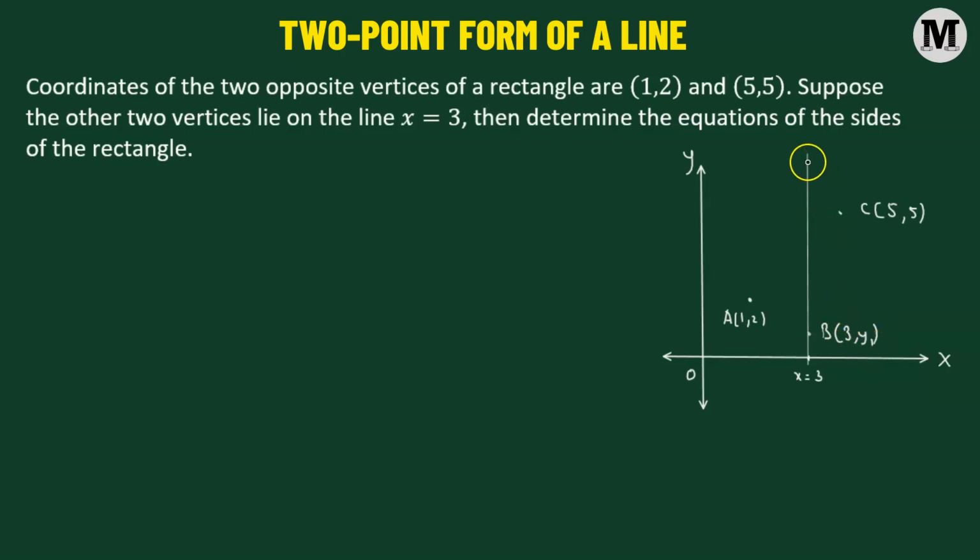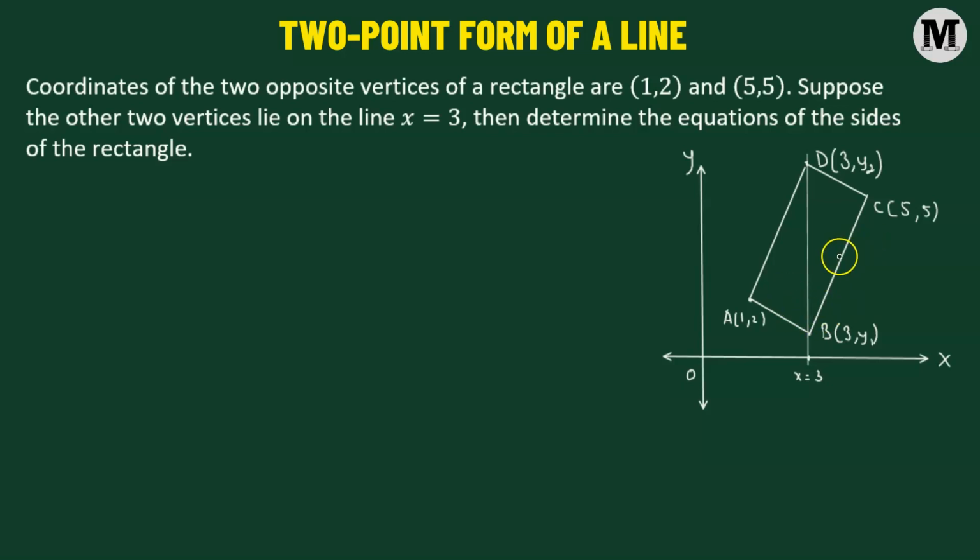And we have another point D. D is also going to lie on the same line x = 3. Its x coordinate is going to be 3 and the y coordinate will be y2. Now what we'll do, we'll join points A, B, C, D to form a rectangle. So we have the rectangle ABCD. Our task will be to determine the equation of the sides of the rectangle.